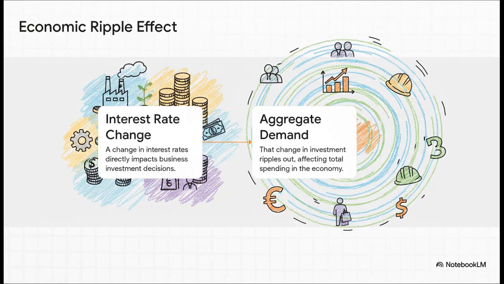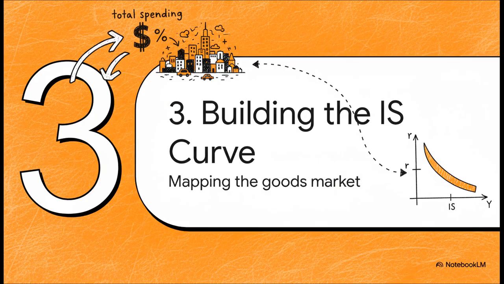Way more projects suddenly look profitable, and, you guessed it, investment spending goes way up. Now, here's the kicker. That single decision, to build a factory or not, it doesn't just happen in a vacuum. It creates a ripple effect. More investment means more jobs, more materials being purchased, and just more overall spending. Economists have a name for this total spending. They call it aggregate demand. Okay, let's actually visualize this. Let's see how these two pieces, the interest rate and the total spending it sparks, come together to form our economic map, the IS curve.